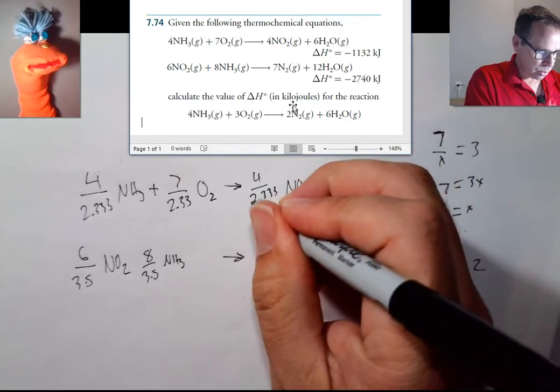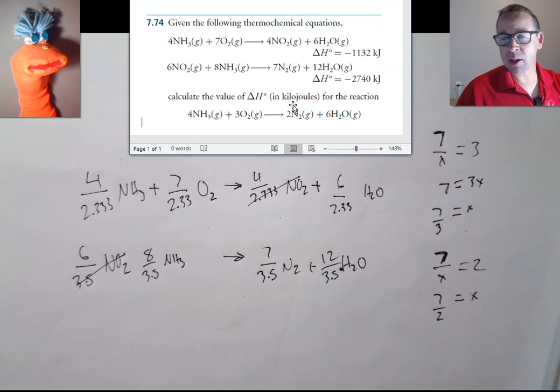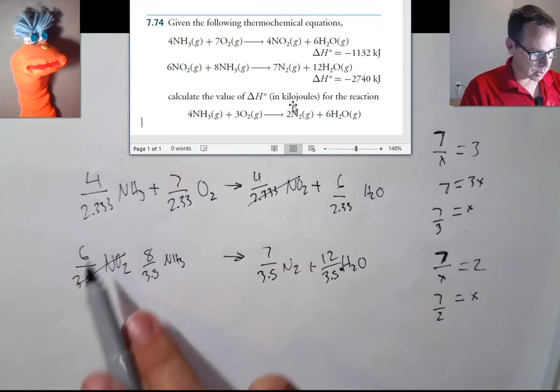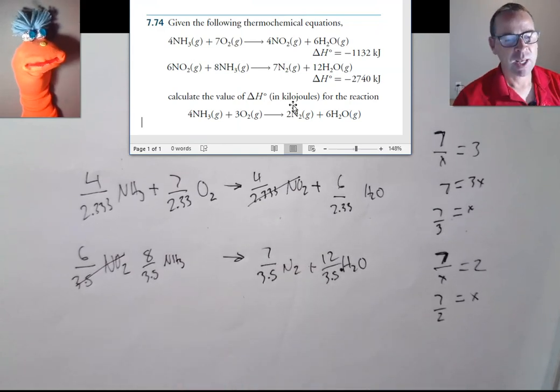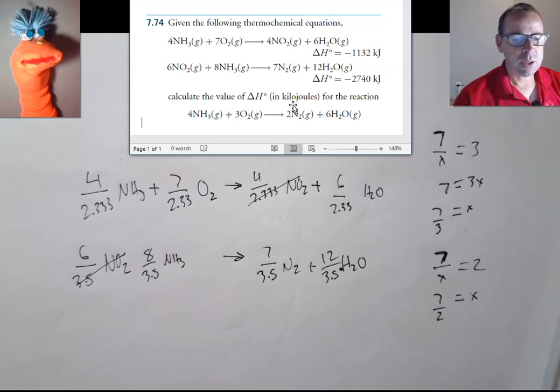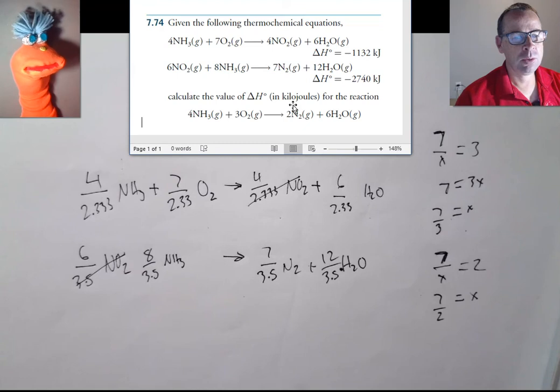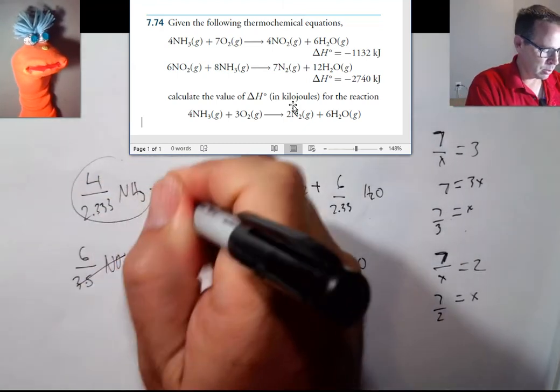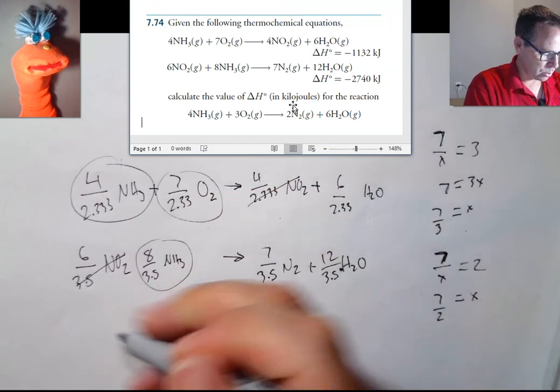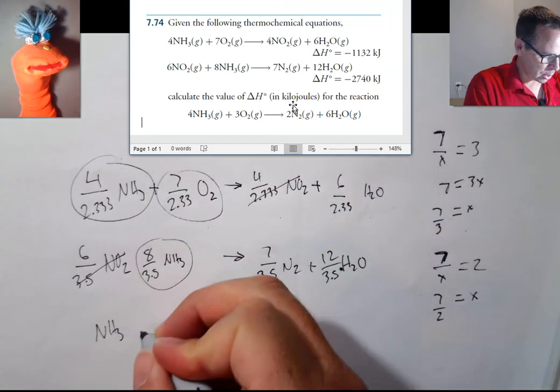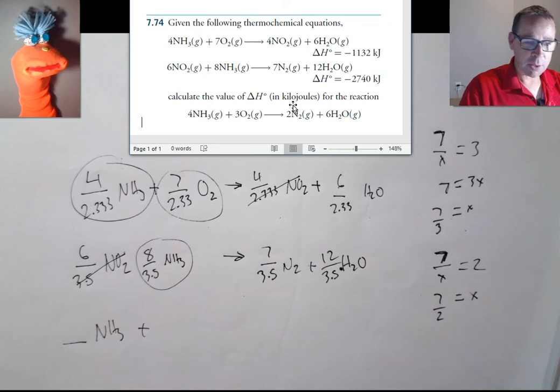So our NO2s cancel out there because those are the same values. 4 divided by 2.33 and 6 divided by 3.5, that's the same thing. All right, so anything else that gets to cancel out? Well, you don't want anything else to cancel out on the left. Right, so I'm here with this and that and my O2. So I'm going to have NH3. How much of it? We'll figure out in a second.